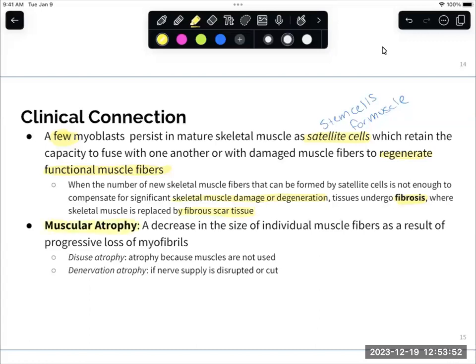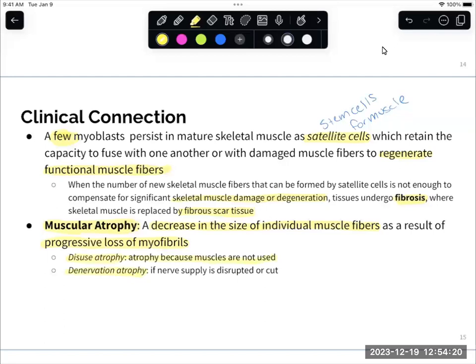Atrophy. Atrophy is a decrease in size of muscle fibers. It causes this loss of myofibrils. There are two different types. There's disuse atrophy. Disuse is because you're just not using your muscles. If you don't use your muscles, they get smaller. You lose your strength. There's also denervation atrophy.